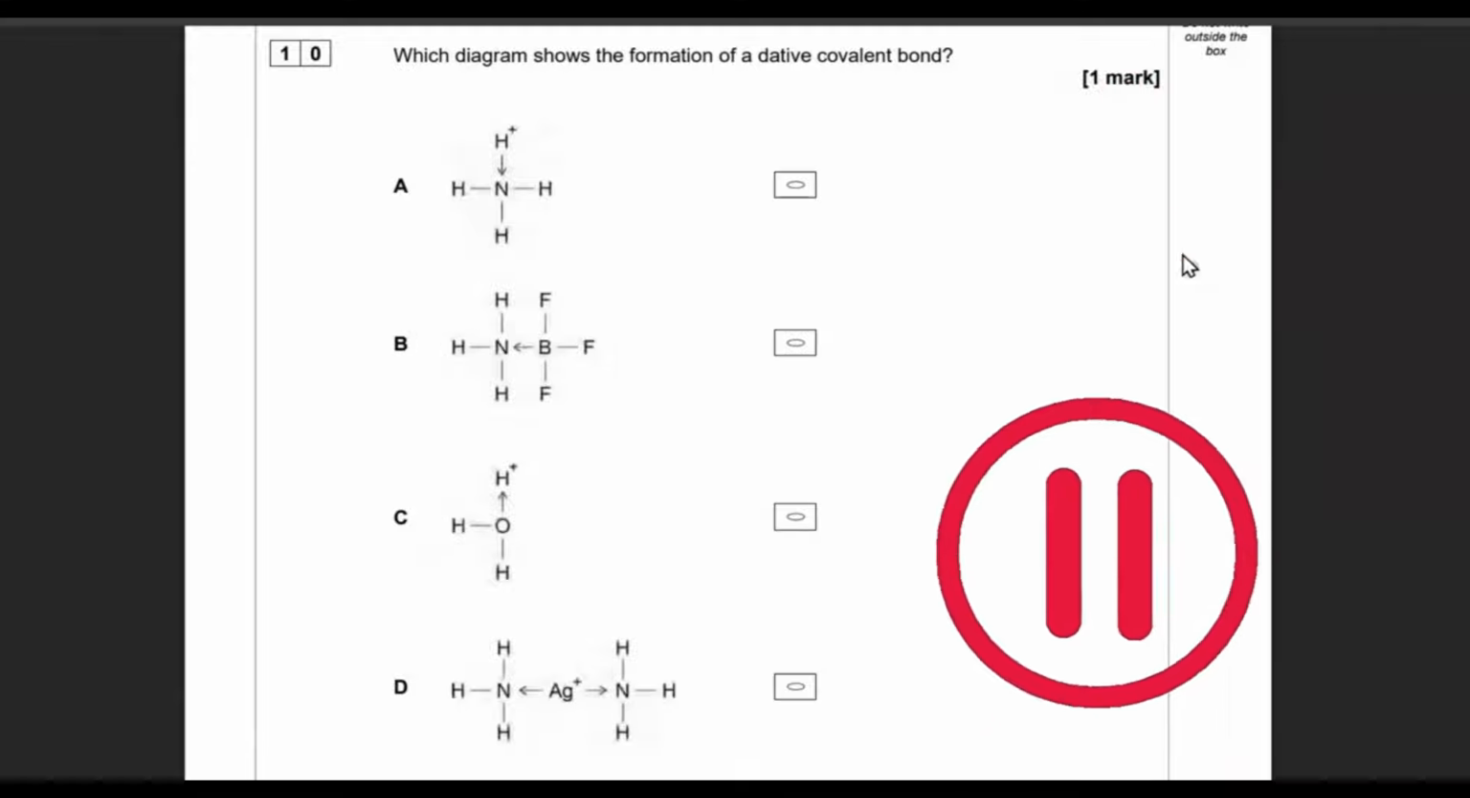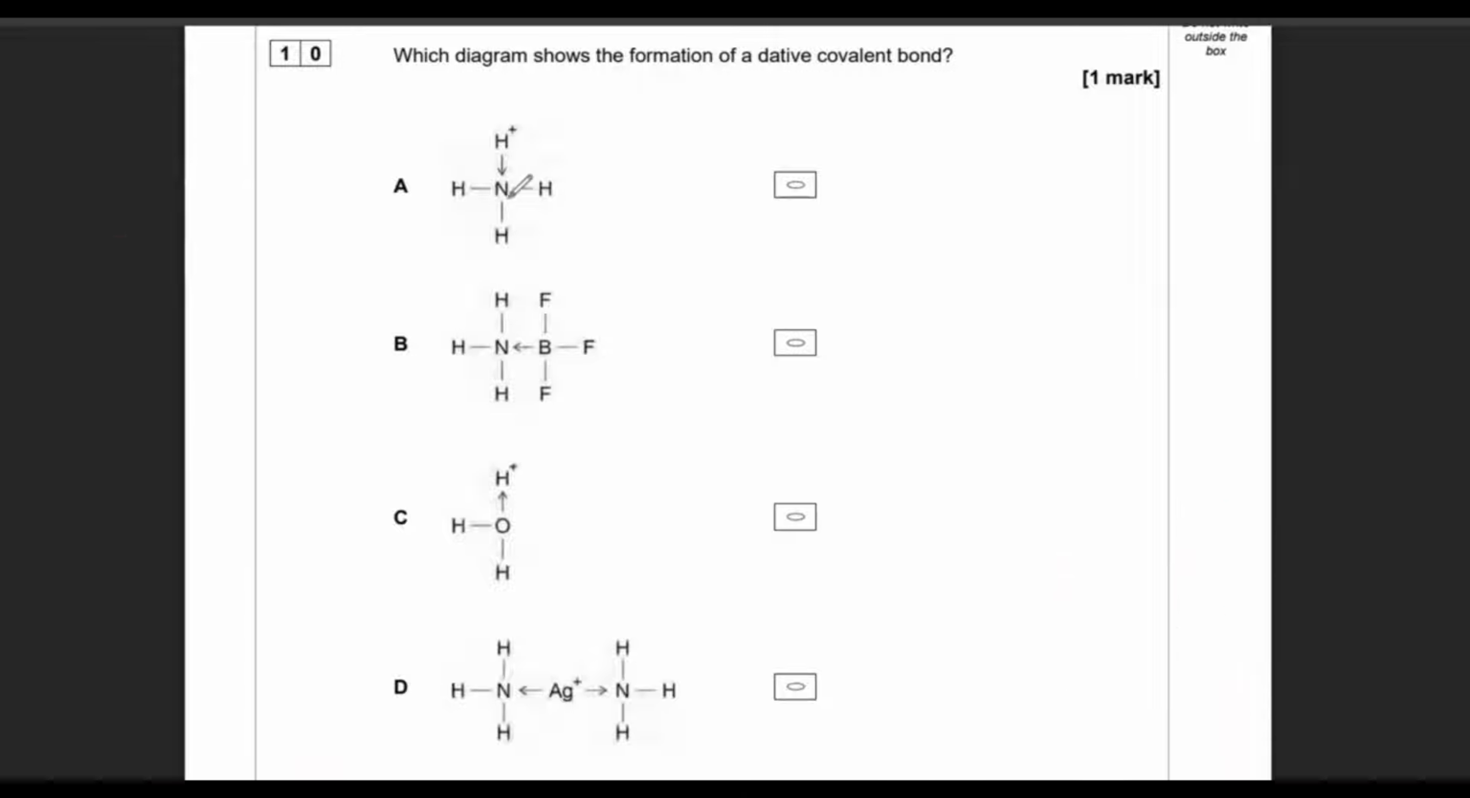So question 10, which diagram shows the formation of a dative covalent bond? Why don't you pause the video, have a go with a pen and paper, and then I'll go through the explanation. All right, here we go. Okay, guys, this first answer, A, check out which way the arrow's going.